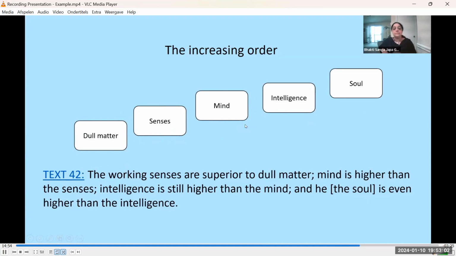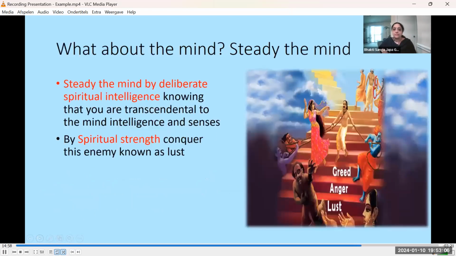However, there is another problem, the mind. We all know it is so difficult to conquer the mind. The mind is constantly throwing out ideas. So the mind has to be steadied. How do we steady the mind? We have to steady the mind by deliberate spiritual intelligence, knowing that you're transcendental to the mind, intelligence, and senses.